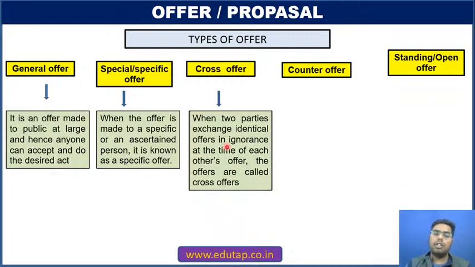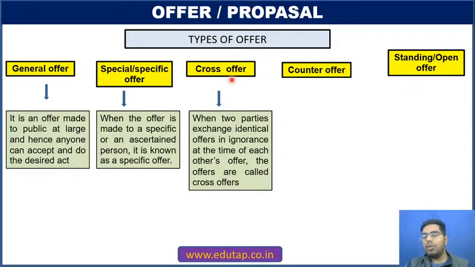Next is cross offer. This is very important. When two parties exchange identical offers in ignorance of each other's offer, the offers are called cross offers. Okay? So cross offer. Take an example. Listen to the example carefully. I want to buy your house. I have written a letter to you that I want to buy your house.